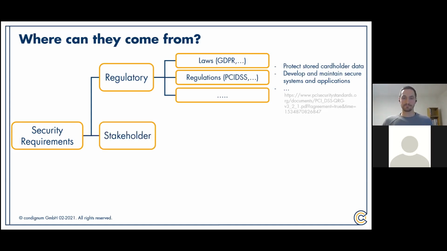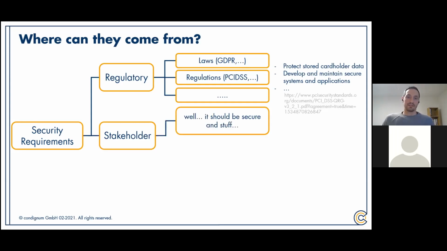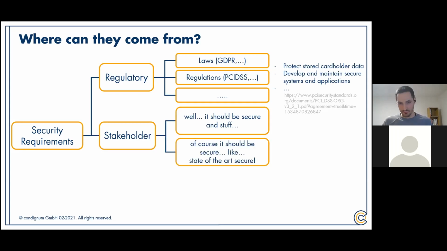On the next layer, we have requirements from our stakeholders. So for example, our customers, partners, and so on. Some of them really do know what they want in terms of security and give you very detailed requirements, but most of them just go like, yeah, well, it should be secure, and of course it should be secure. I want to have state-of-the-art software, and it just has to be secure somehow. I don't want to get hacked. So in most cases, even more generic than the regulations.